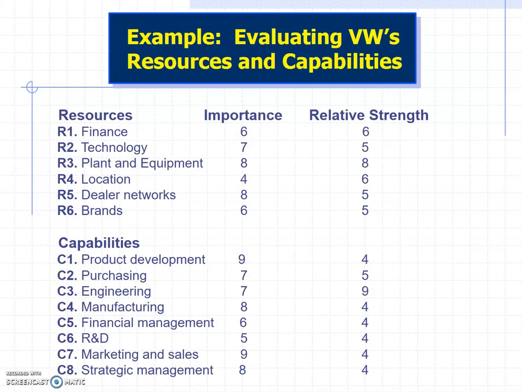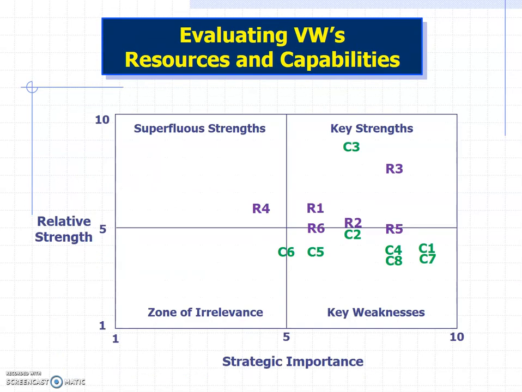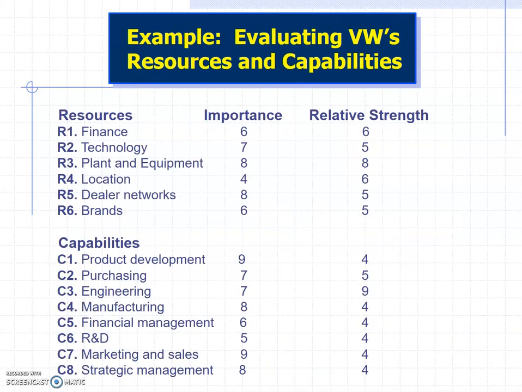Product development, you can see it's very important, but Volkswagen's strength was a 4. And C7, marketing and sales, extremely important, of course, but relative strength was low. So these are things that we need to pay attention to.